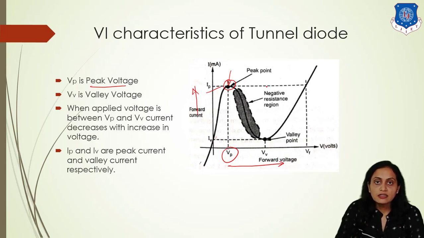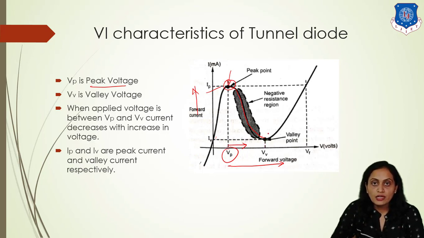As we increase the forward voltage beyond this peak voltage, there is a slight misalignment of the conduction band and valence band, and due to that the carriers will tunnel from N side to P side, and with the increase in the forward voltage, the tunneling current will start reducing, and this is called the negative resistance region. So with increase in the voltage, current decreases. In this region, at a certain point you will find that the current reaches the minimum value, and this point is called the valley point, Vv is the valley voltage and Iv is the valley current.